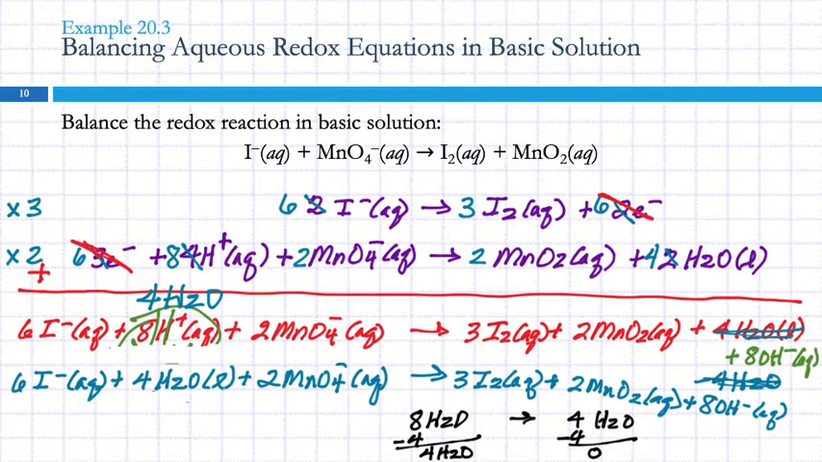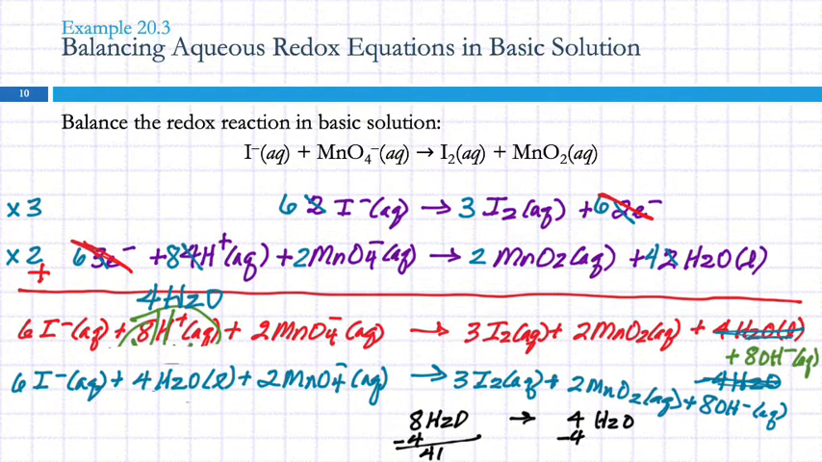Some people will take care of their hydrogen ions up here, and then they'll cross out waters before they add them together. But I think it's best to just pretend it's an acidic solution, and then fix it to be basic. I don't know why it's not clear to me. When you add the 4 water molecules and you add the 8 hydrogen ions, what do you get when you add those together?